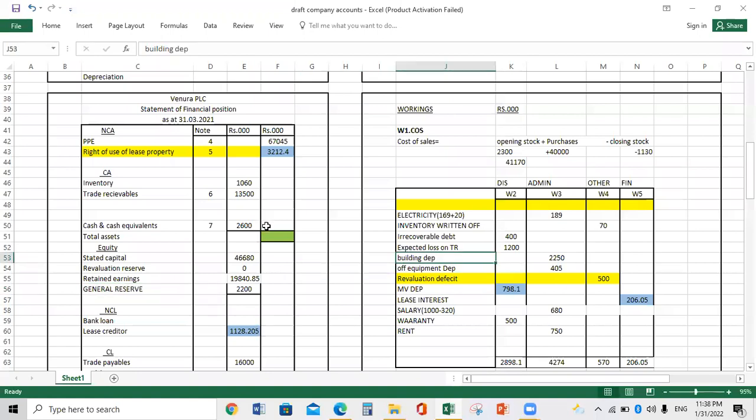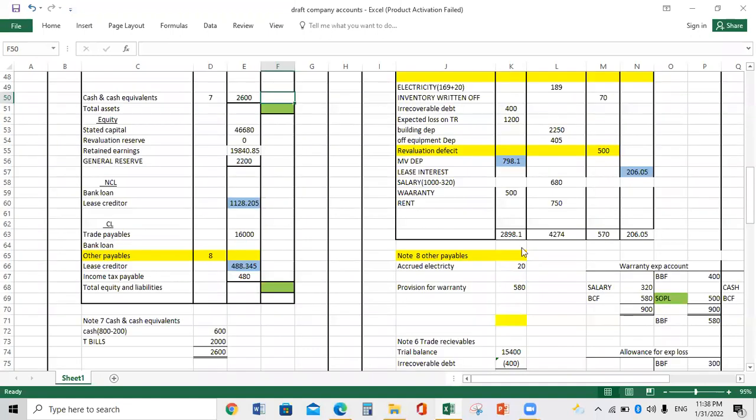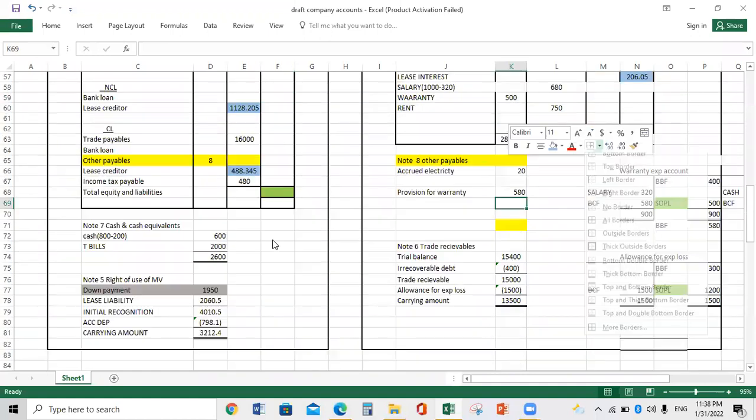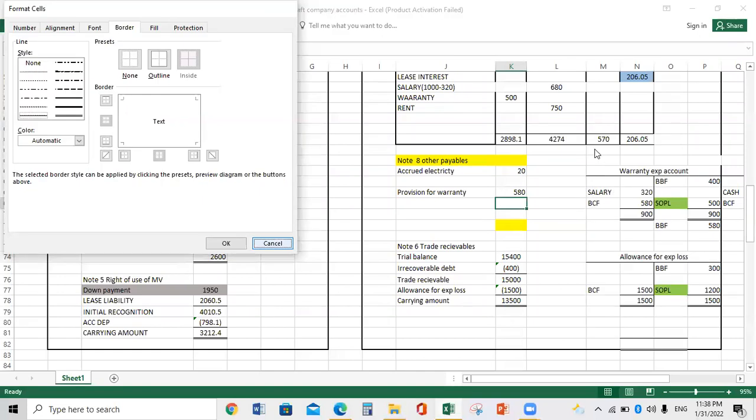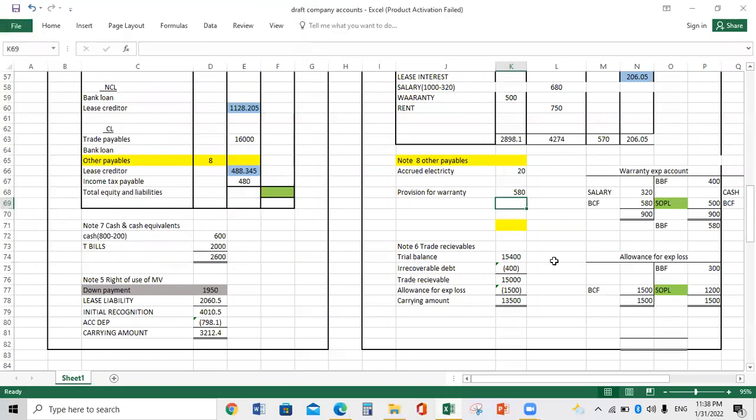Now get the total assets. Okay. Now finish the notes. Take the other payable to current liability. 600 other payable. Note number 8. Okay. 600. All done, no?